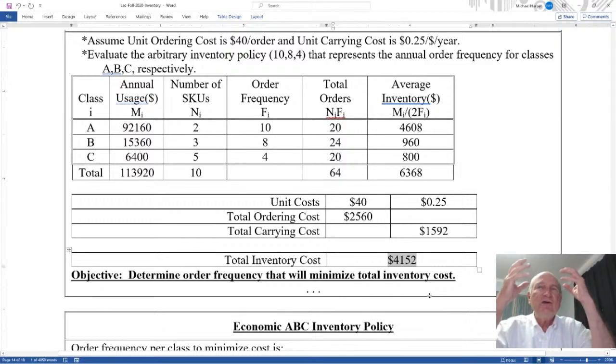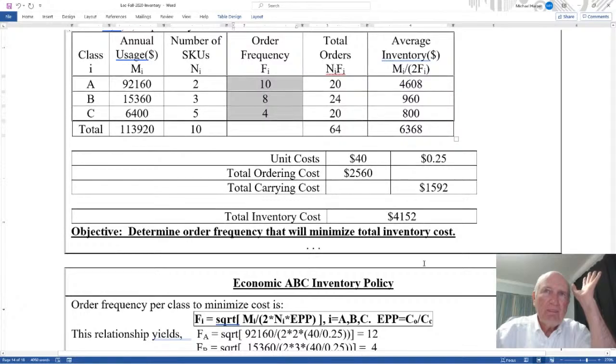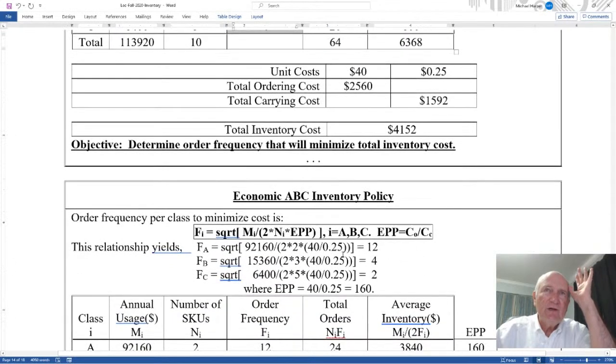So I'm using the EOQ concept with ABC classification. So how do I determine the optimal frequency here? Well, I don't have one, I have 3. And I can do this for all different ways. How can I do that? Again, the derivation is not important. I go through it separately, and I give the result here.